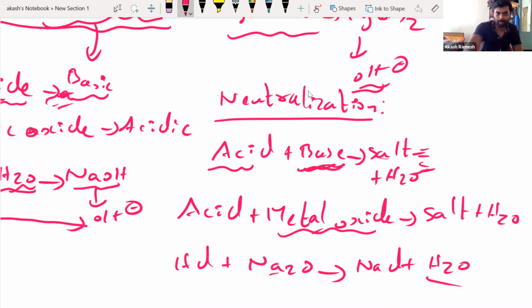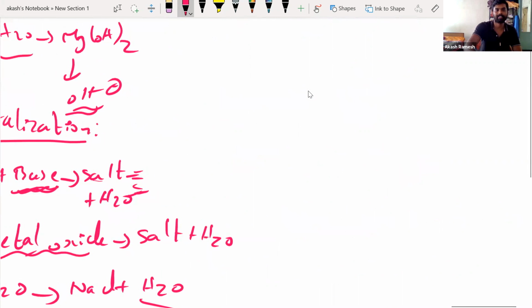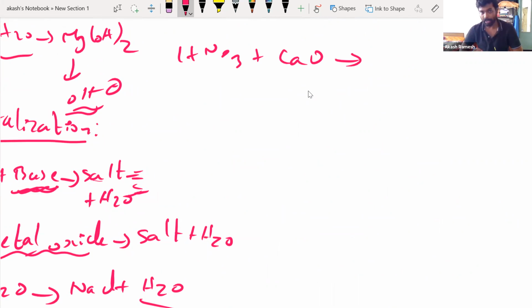One more example. We didn't take any nitric acid example. Say I take HNO3 plus calcium oxide. Now go for it. Complete the reaction, people. HNO3 plus calcium oxide. Tell me the product.